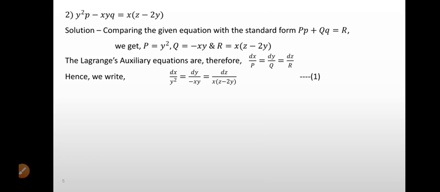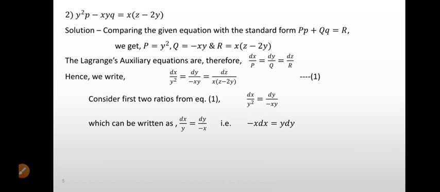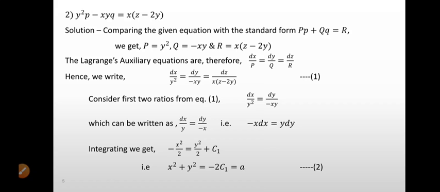Now consider first two ratios. Here both the denominators are having y, so y can be eliminated, and by cross multiplication we can write the ratios in variable separable form. So now integrating these equations we get minus x square by 2 equal to y square by 2 plus c1. Multiplying both sides by 2 we get x square plus y square equal to minus 2c1. We can call this as a. So this is our first solution.